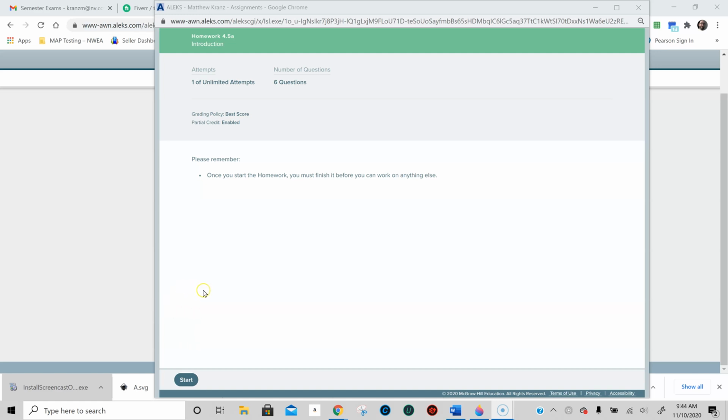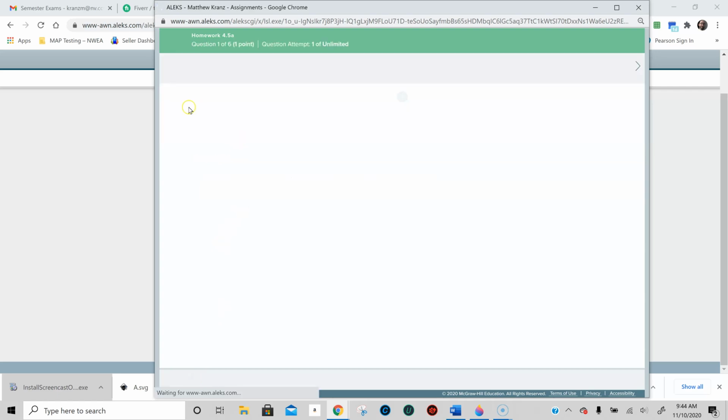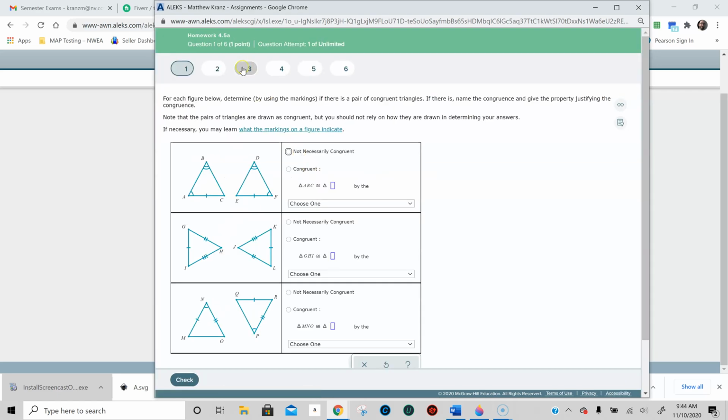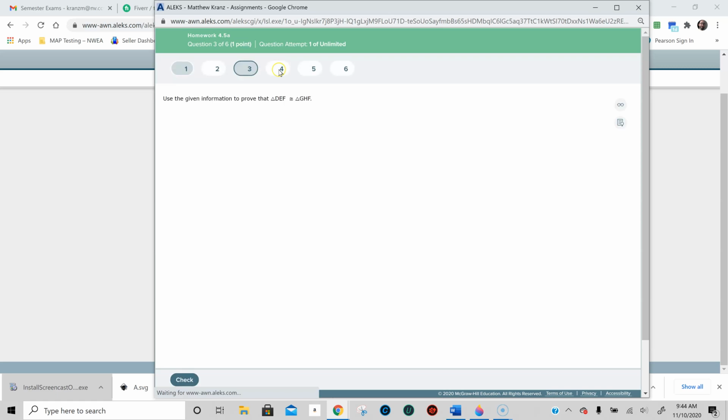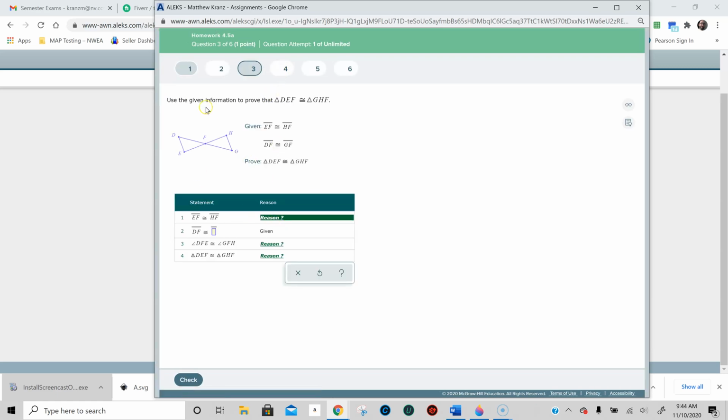Hey everyone, I just wanted to make a quick video to show you how to do proofs in ALEKS. So this is your 4.5a homework, and I'm just going to go to the proofs ones. Alright, so here is a proof. It says, use the given information to prove that triangle DEF is congruent to triangle GHF.